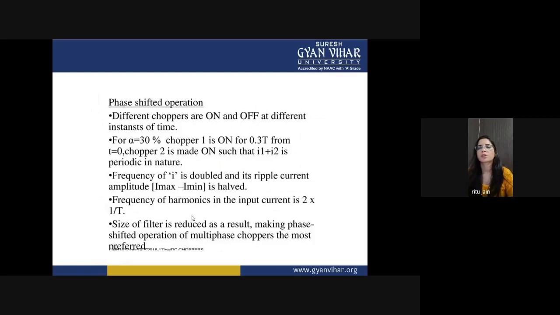In phase-shifted operation, different choppers are on and off at different instants of time. For alpha equal to 30 degrees, chopper 1 is on for 0.3 T, which is your duty cycle, and from T equal to 0, chopper 2 is made on, such that I1 plus I2 is periodic in nature. So the frequency of I is doubled, and its ripple current amplitude is I max minus I min. The frequency of harmonics in the input current is 2 into 1 by T. Size of filter is reduced as a result, making phase-shifted operation of multi-phase choppers the most preferred.